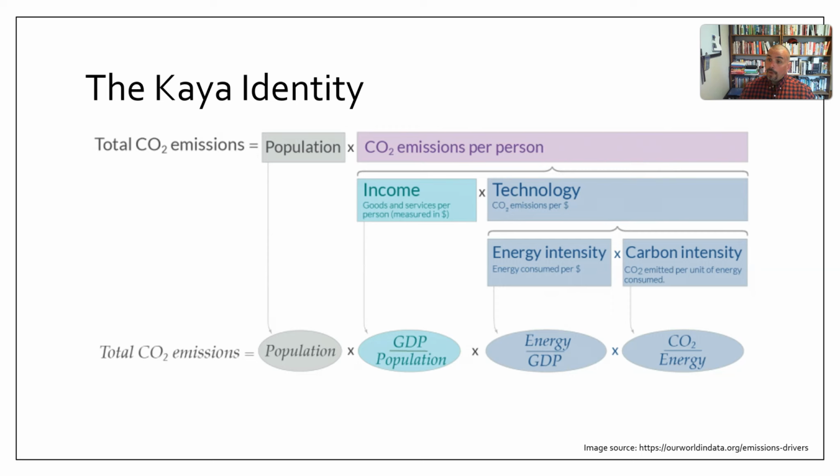So one way we can model these relationships is with the Kaya identity, or the Kaya equation. What this attempts to do is to model or show the different contributors to global warming emissions. So the total amount of emissions is determined by things like population size and how much each person is emitting for the goods and services that they need to survive. This further breaks down into two components, income and technology.